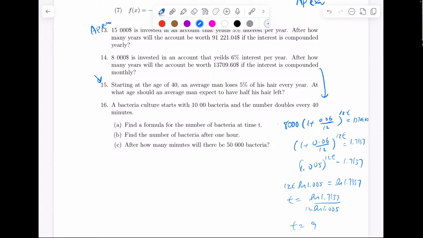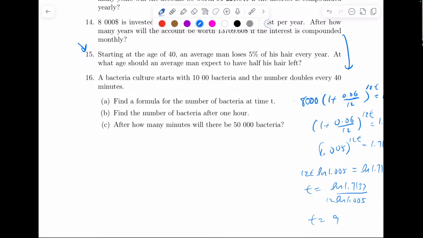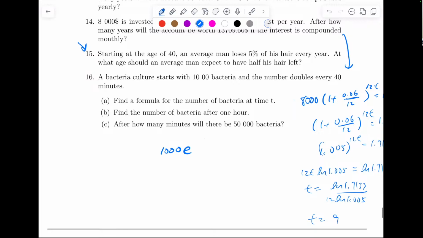All right, so assume that this man has, I don't know, 1,000 hairs. You can assume 1,000 hairs. We have closer to a million. But it turns out this doesn't matter, right? E to the what? Something to the t, right? What will be the r here?